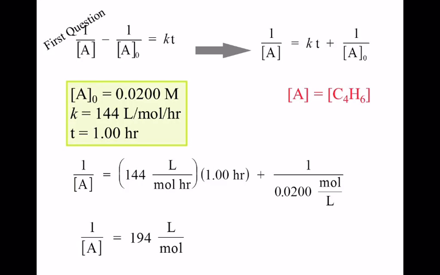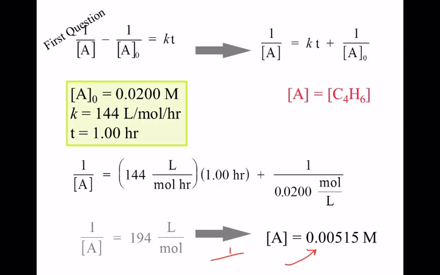Now again, 194 carries the units liters per mole, which is just the inverse of moles per liter. So all we have to do is take 1 over 194. I didn't show you my notes on how we did this, but to get this number right here, all we did was take 1 over 194 liters per mole. And that gives you units of moles per liter, which is wonderful. And the value of the inverse of 194 is 0.00515, 3 sig figs.